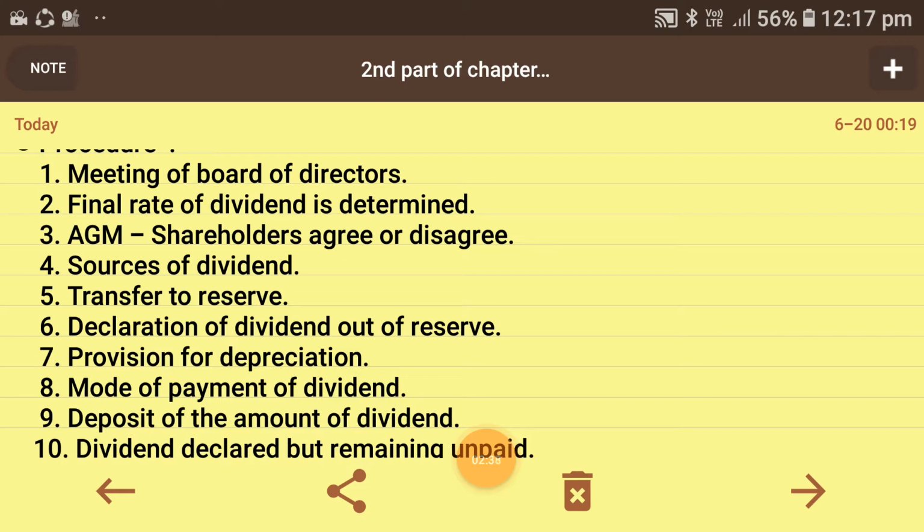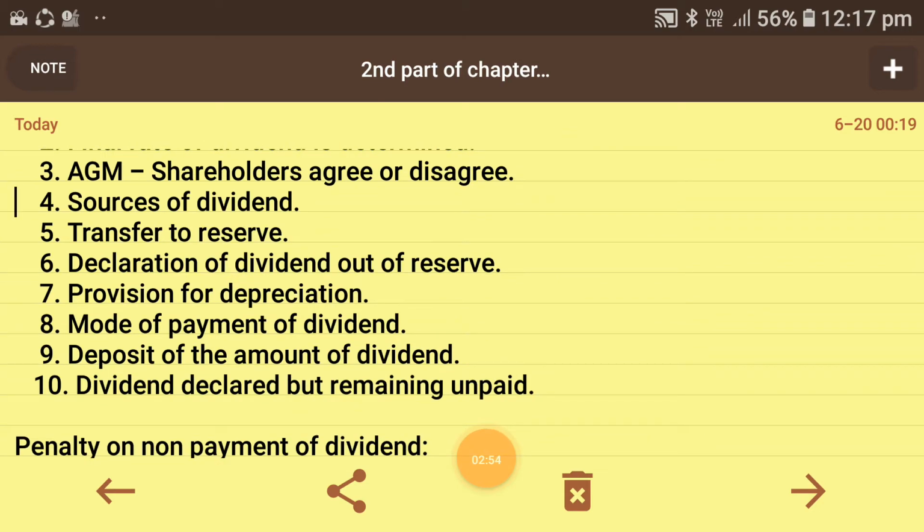Next is declaration of dividend out of reserve. If in any year sufficient profit is not earned, then also we cannot use the reserve fund for dividend, but it can be used to return the capital in the case of dissolution. Next is provision for depreciation. In section 2 of the Companies Act, every asset's depreciation percentage has been defined, according to which only we will charge the depreciation amount, after which the profit which remains will be distributed as the amount of dividend.